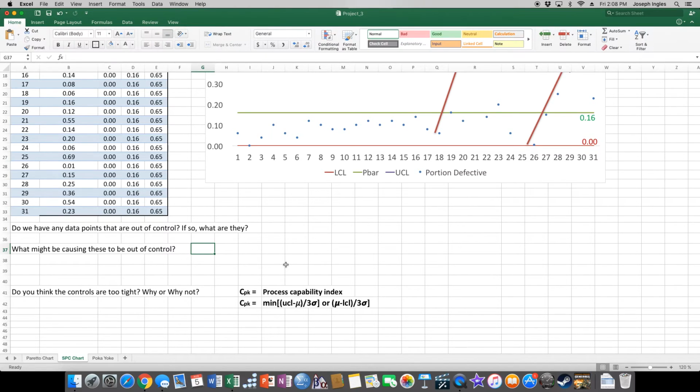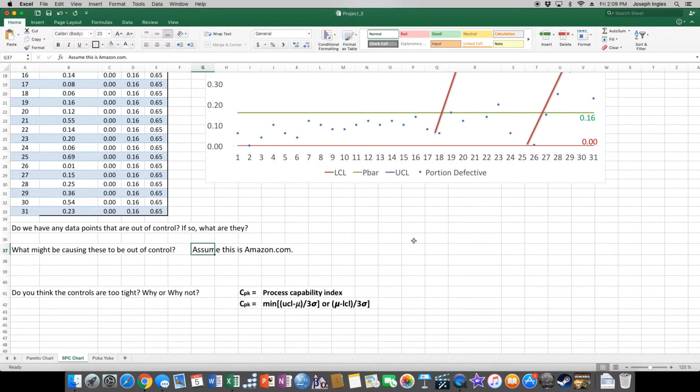So we'll say, assume this is Amazon.com, and think about what they would be. Now, it may be any company or whatever. It may be Domino's or whatever. But let's just say, assume this is Amazon.com. So think about what portion and what might be causing that to be out of control, right?